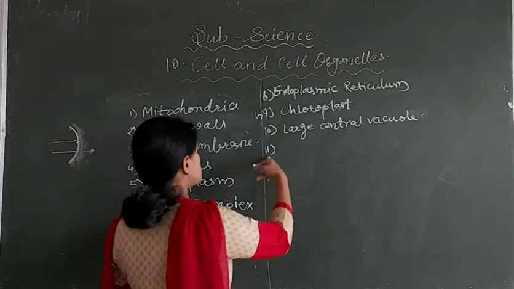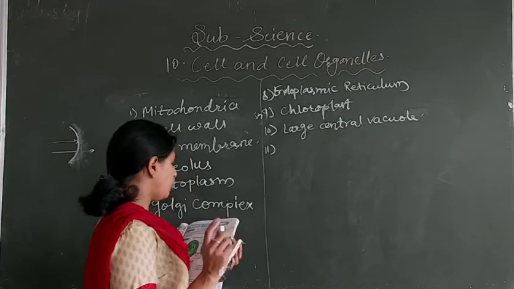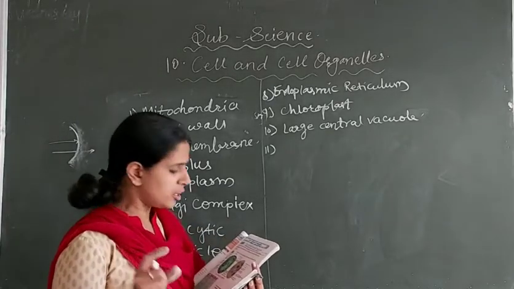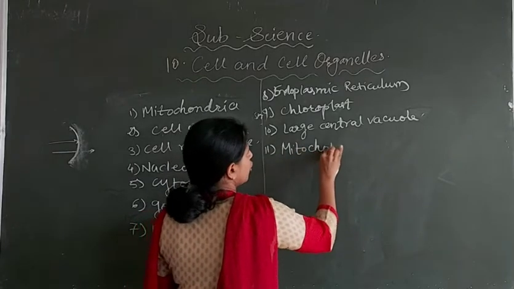The first one in the animal cell, that is the first one in what is in color? It is in a brownish color. That is the mitochondria. So write down mitochondria.